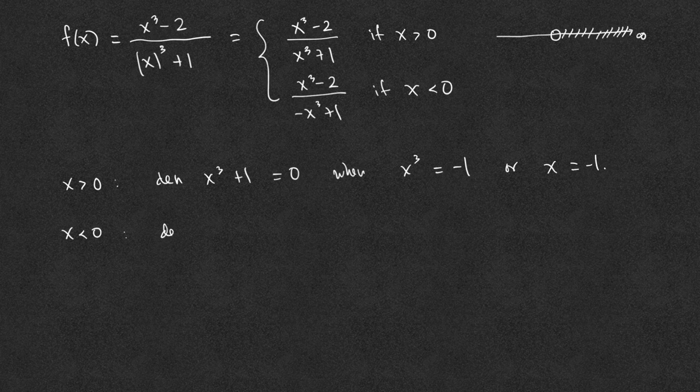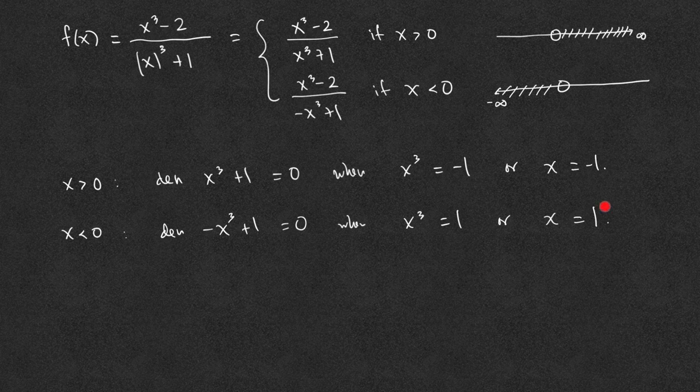But if we want to, we can still check it. Negative x cubed plus 1 equals 0 when x cubed equals 1, or when x equals 1. And again, for the second part, the restricted domain is on the left-hand side of 0. And so x equals 1 is not within the domain. And so there is no candidate for the vertical asymptote. We conclude that the function f has no vertical asymptote.